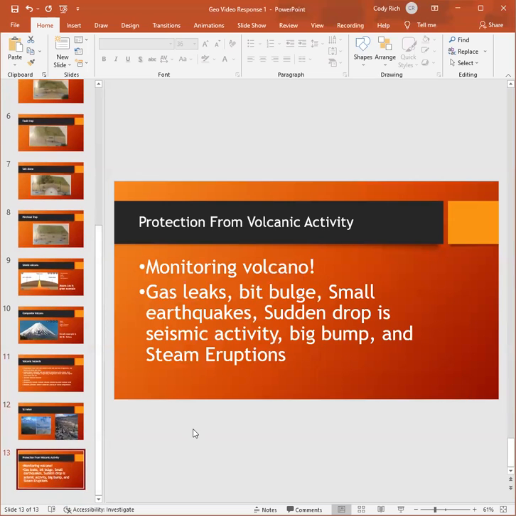In the end, the most important thing that geologists can do is monitor volcanoes. Gas leaks, a bulge, small earthquakes, a sudden drop in seismic activity, a big bump in steam eruptions are all massive signs that we have an eruption coming on and it's going to be necessary to evacuate. Overall, geology is super important for both getting resources and preventing loss of life and economic resources through natural occurrences.